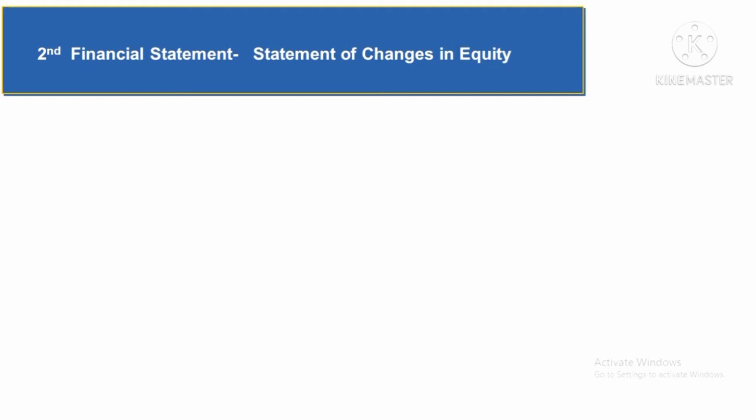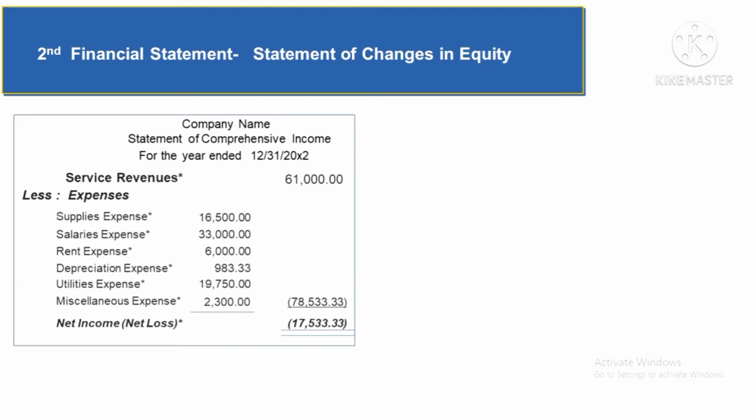Now, let's make the statement of changes in equity. But first, we need to have the income statement earlier because it will be used in making the statement of changes in equity. So here it is. In making the statement of changes in equity, you need to start with the heading, which is the same as the income statement. It is composed of the company's name, the name or title of the financial statement, and the period covered.